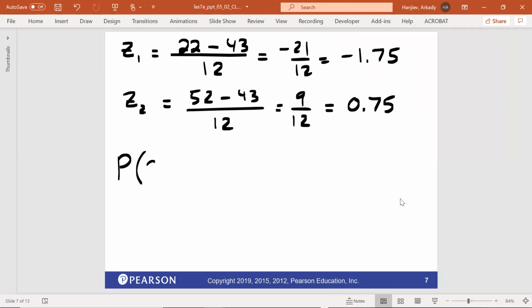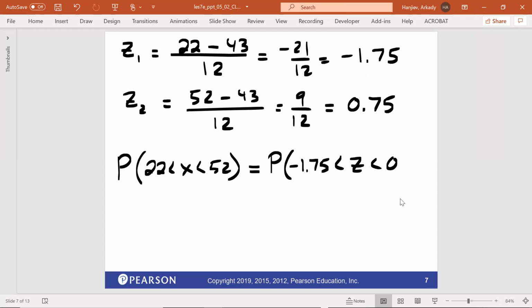Probability that our X value is going to be between 22 and 52 corresponds to a probability of a z-score being negative 1.75 to 0.75. So I'm changing from X to Z. We're good? And then I just did all this work here. And what that turned out to be was 0.7333, I believe, right? Can you guys check me on that? Was it 73%-ish? Okay. That's part A.